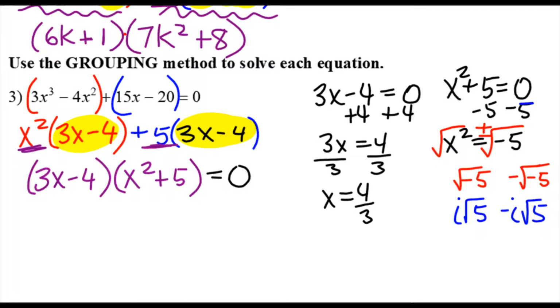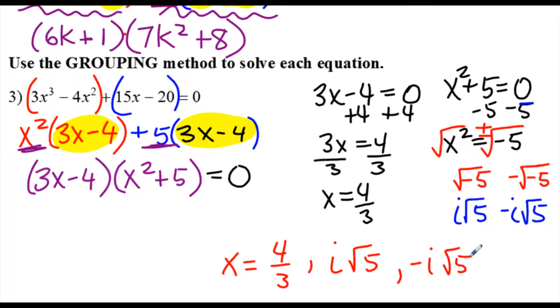Three solutions. The first solution is 4/3. And then you have i times the square root of 5 and negative i times the square root of 5.